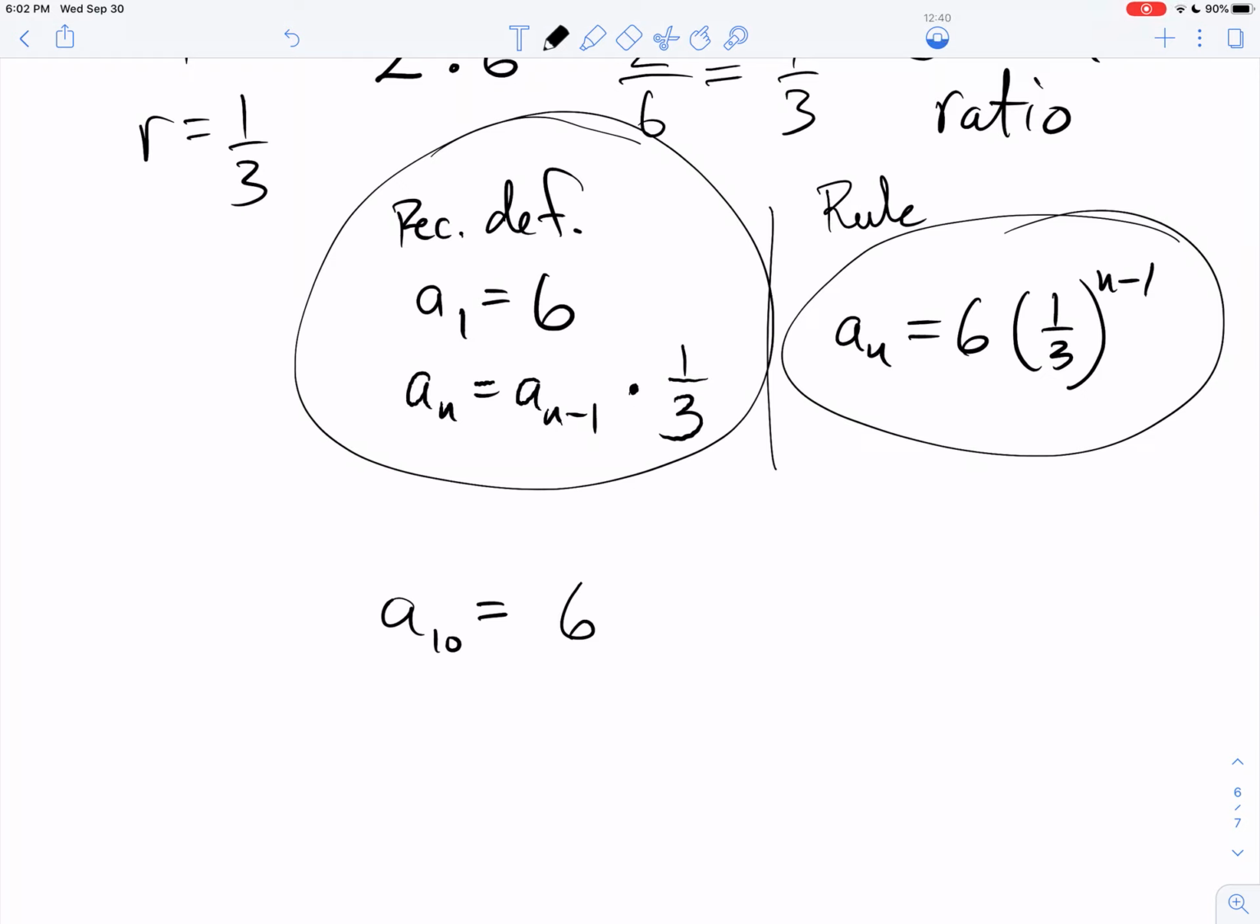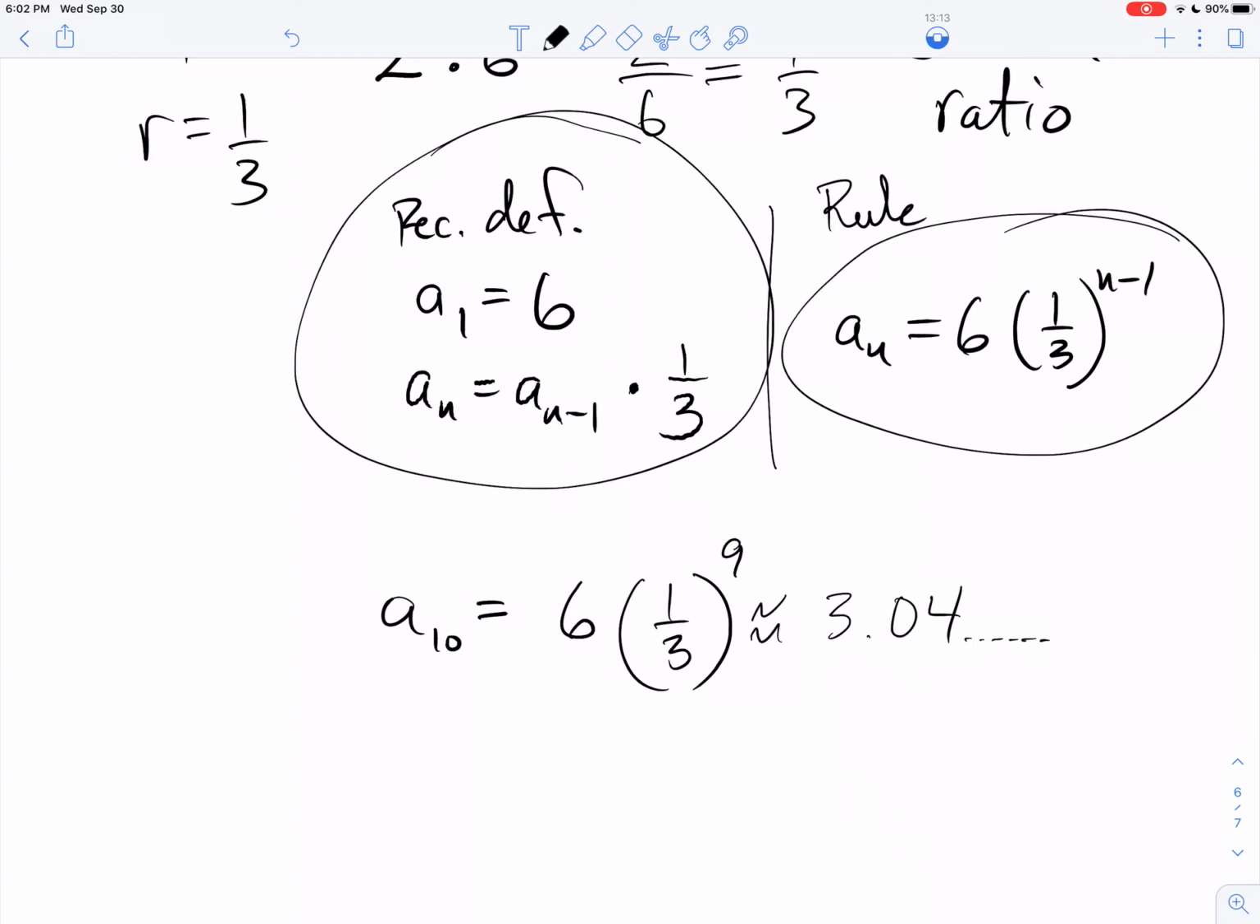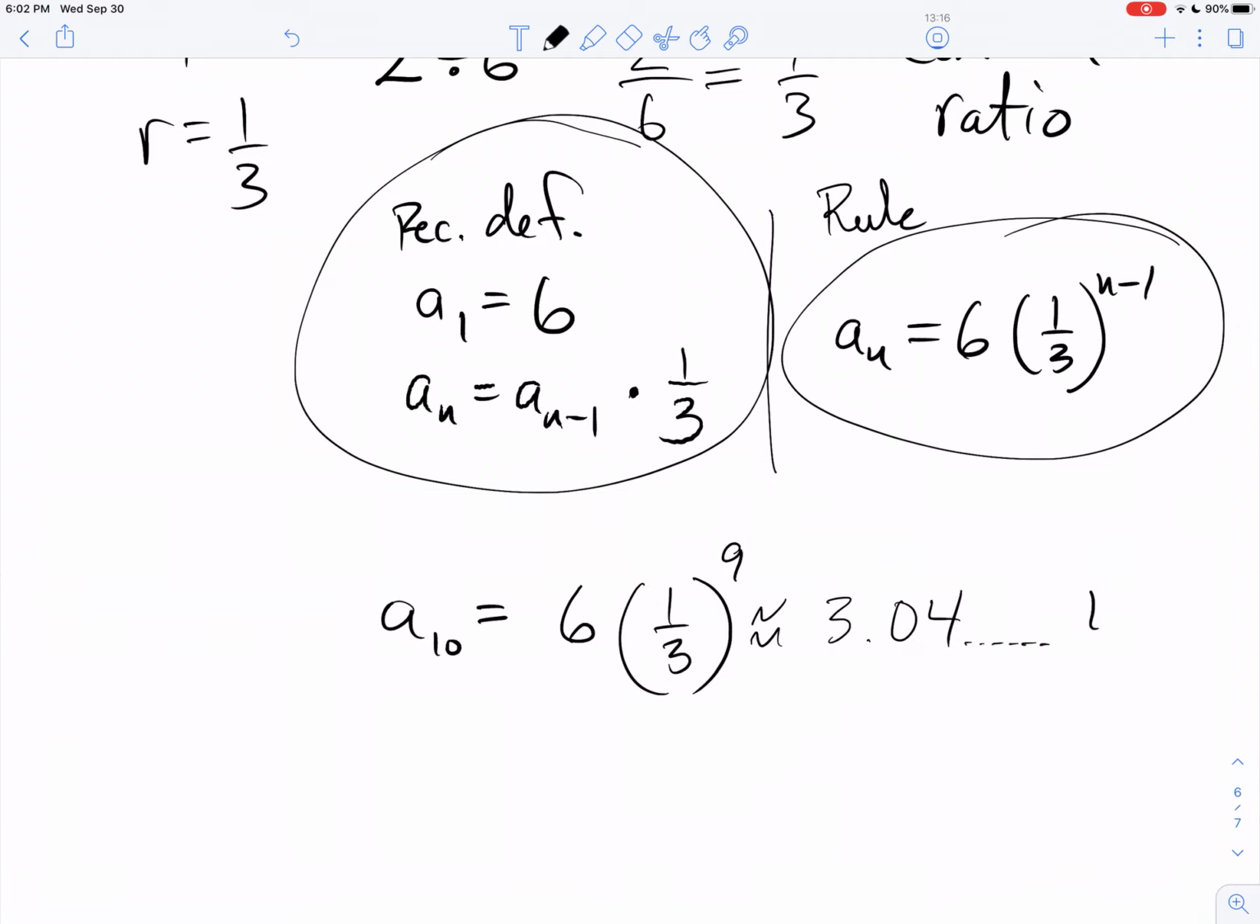So I'm going to go 6 times 1/3 to the 9th. Don't put a 10 there. Don't be tempted. And then what I'm going to do is I'm going to go 6 times 1 divided by 3, so 1/3, to the power of 9. And I hit my calculator button, and I get this really weird E number. What the heck is going on in the universe? I get this, 3.04, and it keeps going, and then it says E negative 4.